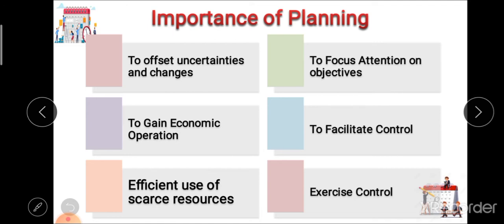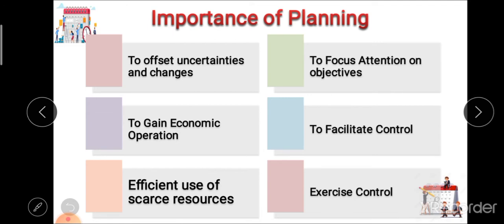After that, the sixth importance of planning, that is, planning exercises control. Planning is the only way by which an organization can exercise control to check that it is on the desired course of action. So planning can be directed toward the course of action and attainment of the proper goals of the organization. These are the different importances of planning.